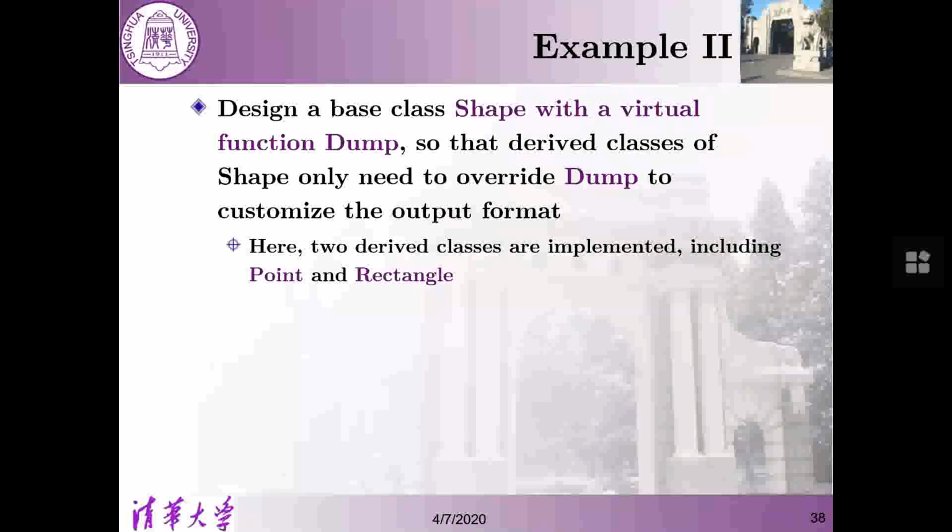Okay, now we have a more complicated example. In this example, we want to design a shape class with a virtual function dump, so that the derived classes of shape only need to override dump to customize the output.